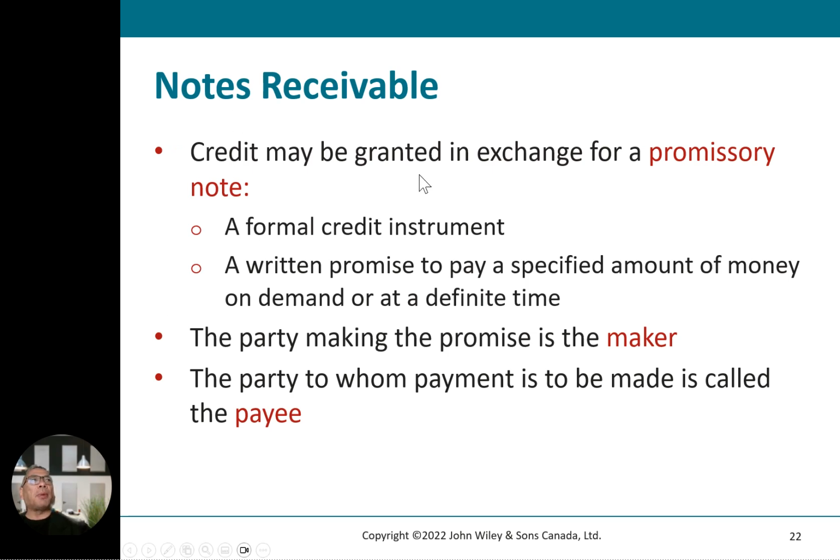Notes receivable are credit that may be granted in exchange for promissory notes, which are formal credit instruments, a written promise to pay a specific amount of money on demand or at a definite time. The party making the promise is the maker. The party to whom the payment is to be made is called the payee. That's the definition of the terms.